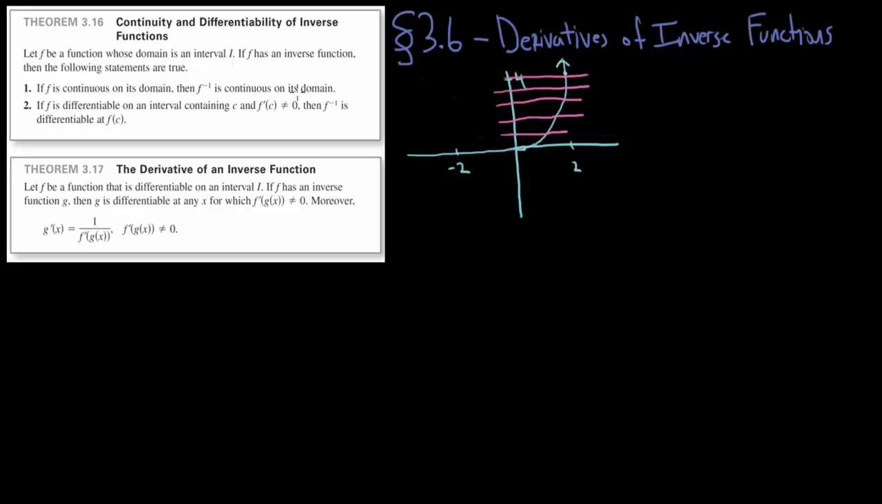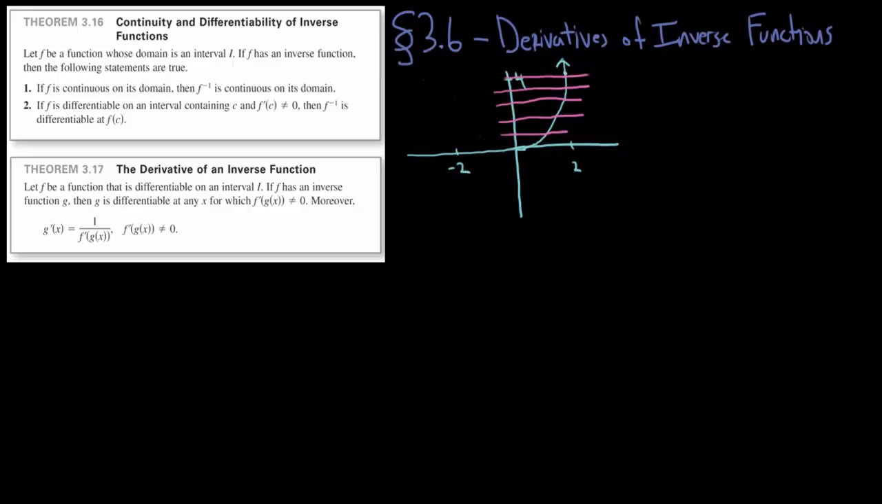Moreover, the derivative of our inverse function is given by this expression right here. So remember, g here is our inverse function. So it says the derivative of the inverse function is equal to f prime evaluated at that inverse function, provided the denominator is not equal to 0. Now, this tends to historically confuse the heck out of people. But just like with the chain rule, you just have to remember what it's saying.